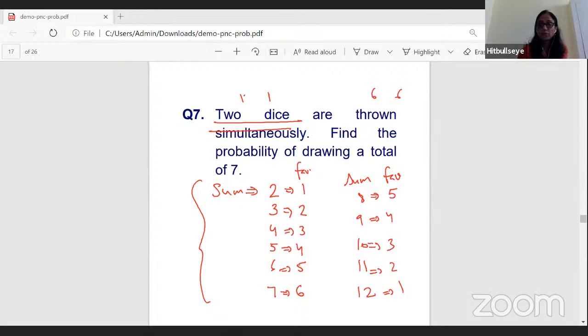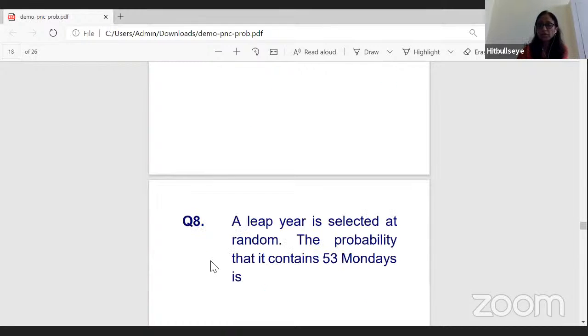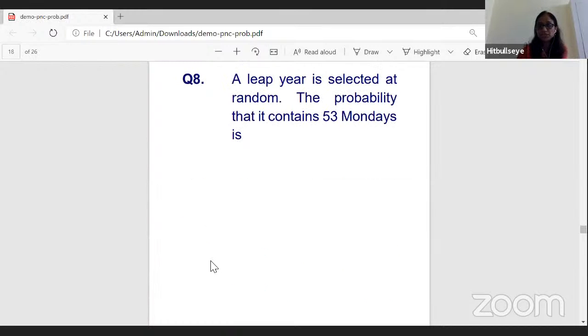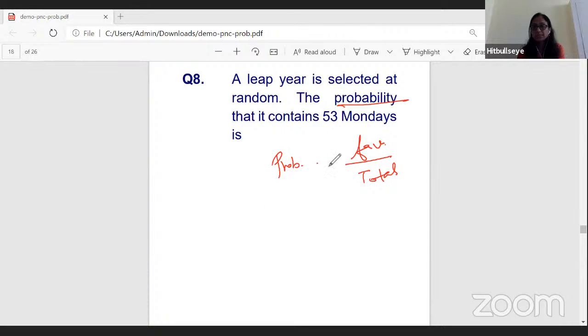Okay, let's take up one more question on probability, based on the same logic of leap year that you discussed with me. Try this question. A leap year is selected at random. The probability that it will contain 53 Mondays is what? Please remember, the basic formula for probability is favorable cases in the numerator, total cases in the denominator. That's how you solve probability. Now you want to solve the probability of having 53 Mondays. Try it.